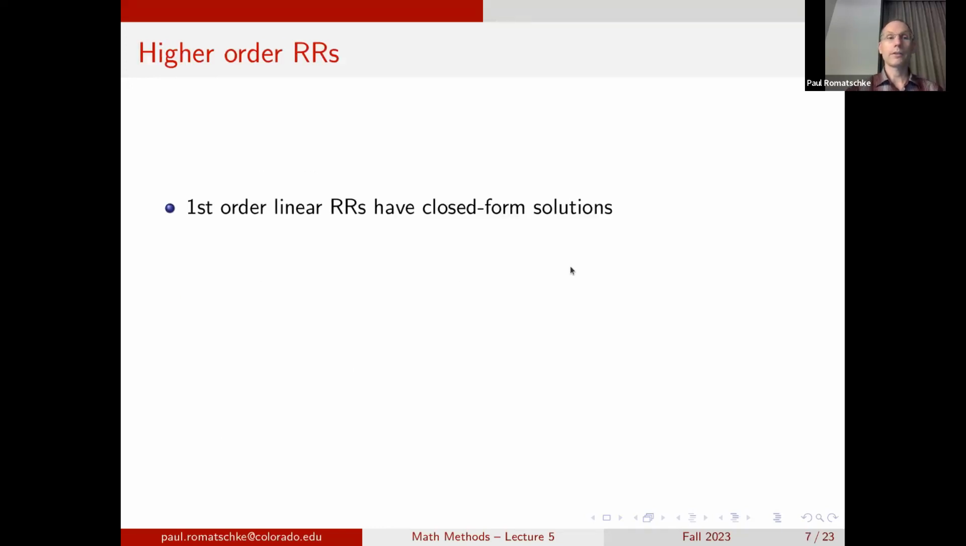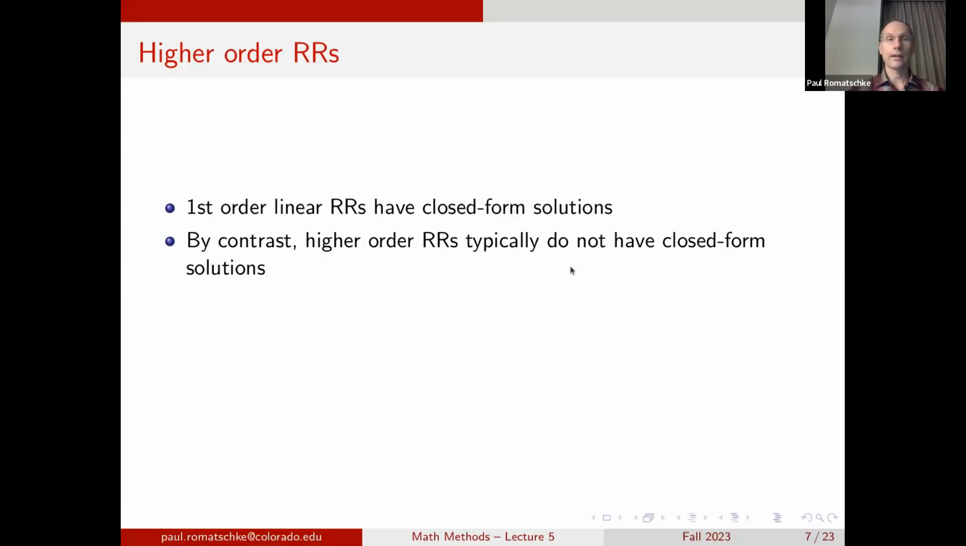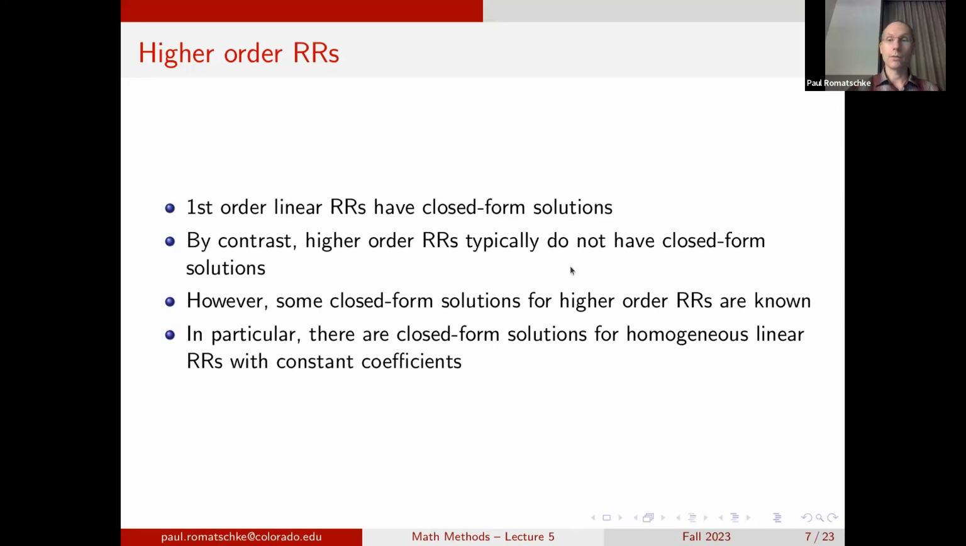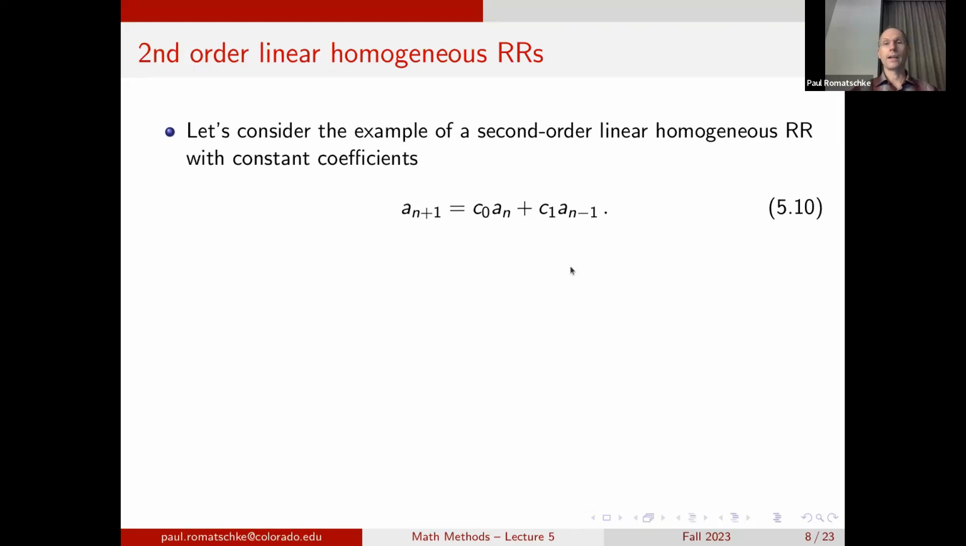Now that we have talked about the fact that first-order linear recurrence relations have closed form solutions, let us now talk about higher-order recurrence relations. These typically do not have closed form solutions, but the exception to this case is in particular the case of recurrence relations which are homogeneous, linear, and have constant coefficients. So these are the ones that I want to talk about. I will take the specific example of second order linear homogeneous recurrence relations with constant coefficients. So those that are given by equation 5.10.